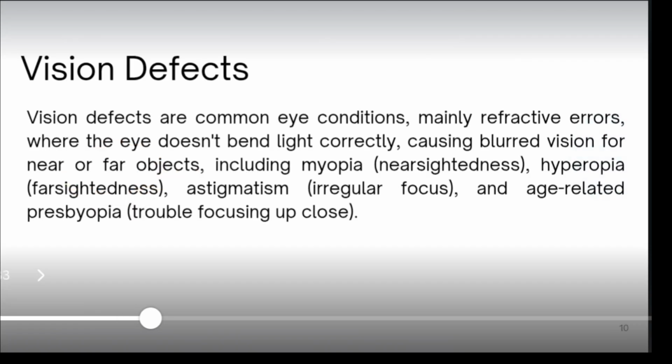So let's proceed to vision defects. Vision defects are common eye conditions, mainly refractive errors where the eye doesn't bend light correctly, causing blurred vision for near or far objects, including myopia, nearsightedness, hyperopia, farsightedness, and astigmatism, irregular focus, and age-related presbyopia, trouble focusing up close.